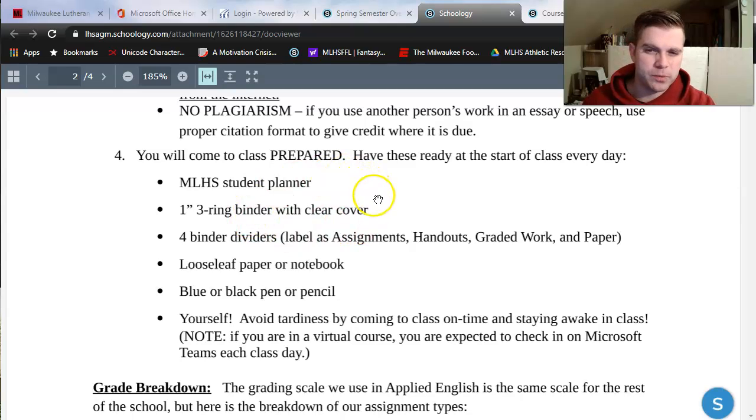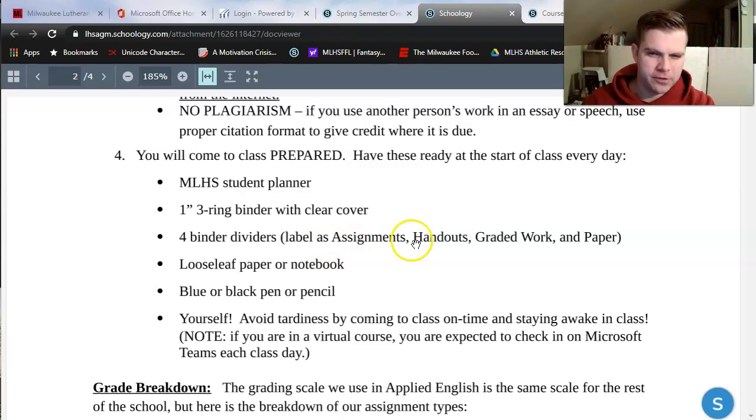That clear cover is super important for those of you in person because we are going to use that for a little activity we'll do in class once we are together in class. So again, 1-inch, 3 rings, a clear cover so that you can slip a piece of paper in the front would be wonderful. You can start doing your shopping now.